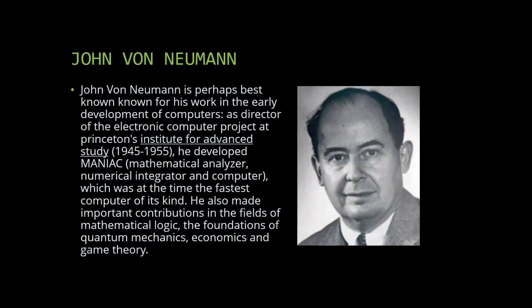Next is John von Neumann. John von Neumann is perhaps best known for his work in the early development of computers. As director of the Electronic Computer Project at Princeton's Institute for Advanced Study from 1945 to 1955, he developed MANIAC, or Mathematical Analyzer, Numerical Integrator and Computer, which was at the time the fastest computer of its kind. He also made important contributions in the fields of mathematical logic, the foundations of quantum mechanics, and economics and game theory.